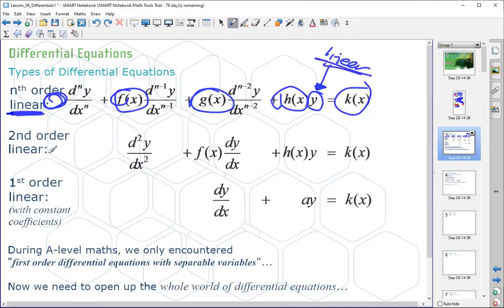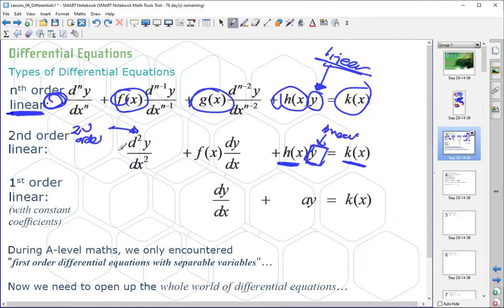So a second order linear one would have a d2y by dx squared, it would have a dy by dx in it. These can both have functions of x in front of them. And then it will have a y, because it's linear, it only has a y, it doesn't have a y squared or a y cubed or a 1 over y or anything like that. Again, that can have some function of x in front of it, and it can have some function of x at the end of it. So second order linear, it's second order because it's got d2y by dx squared in it. So that's what makes it second order. And it's linear because it's got the y. It hasn't got the y squared or the y cubed or anything like that.